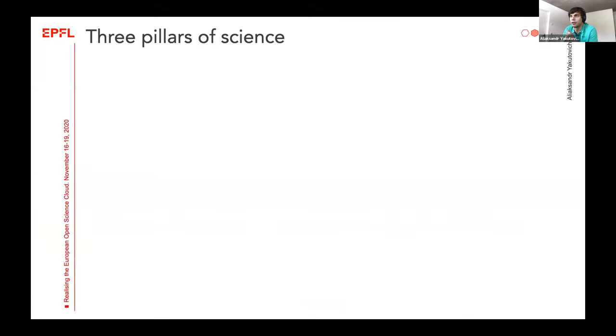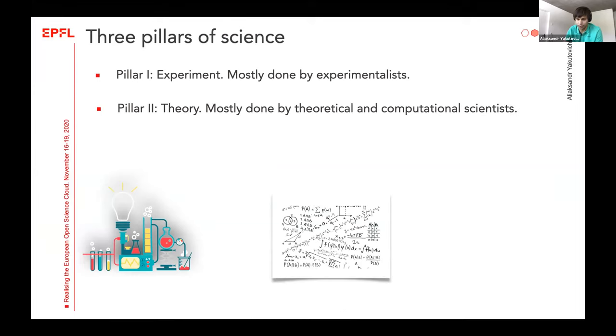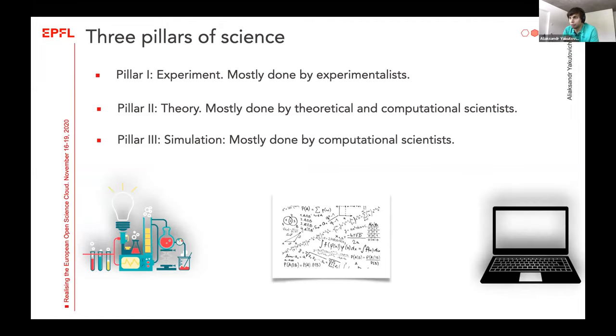Before I start introducing the platform itself, let me take a step back and give a more general overview of science. We currently have three pillars of science, which are experiment, done mostly by experimentalists, and then theory, done by theoretical and computational scientists. Those two pillars are the oldest ones and have existed for a long time, while the third pillar, called simulation, has been introduced rather recently, in the last few decades. And so far, simulations are mostly done by computational scientists.